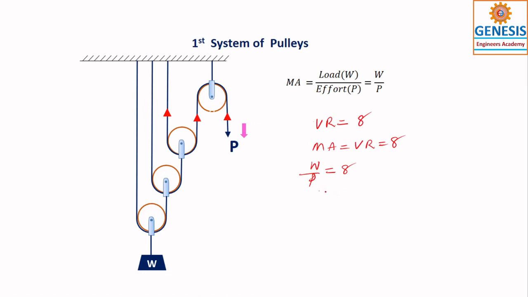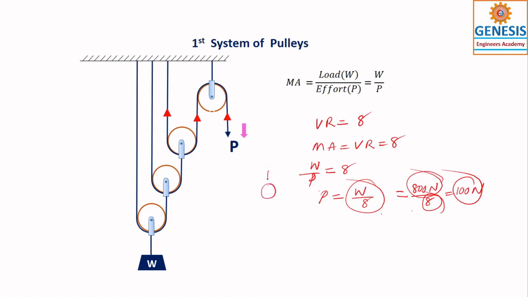Then this also can be equated to mechanical advantage. So what is the P you are going to apply? That is W by 8. If it is 800 newtons by 8, you have to apply 100 newtons only. So the person who is applying this effort will have to apply only 100 newtons to raise the load of 800 newtons. So this velocity ratio is increased.